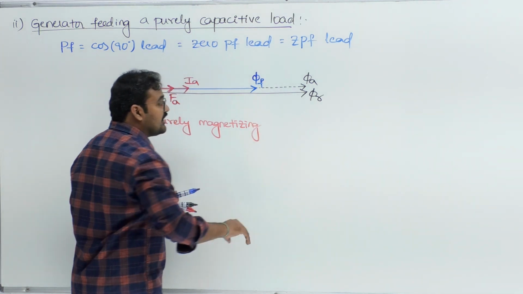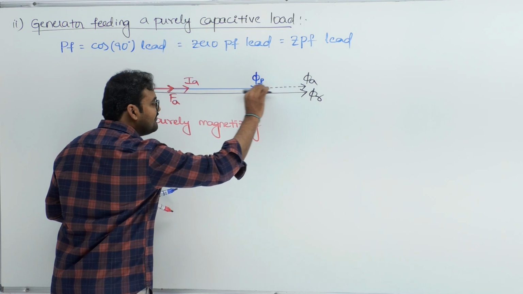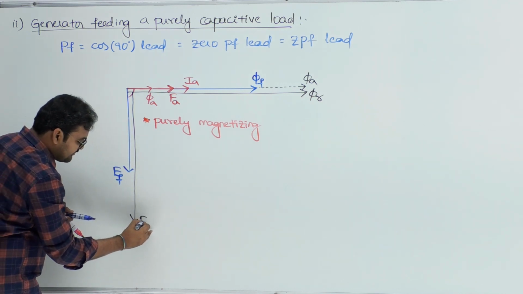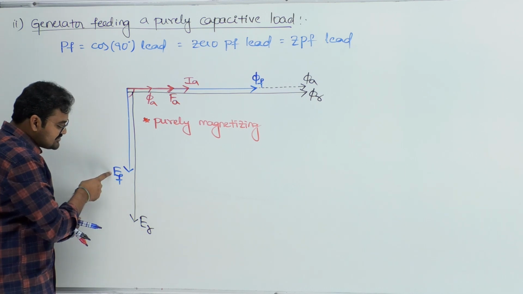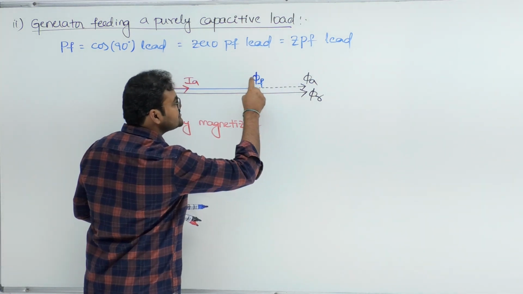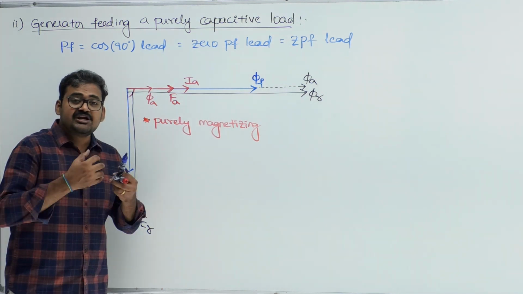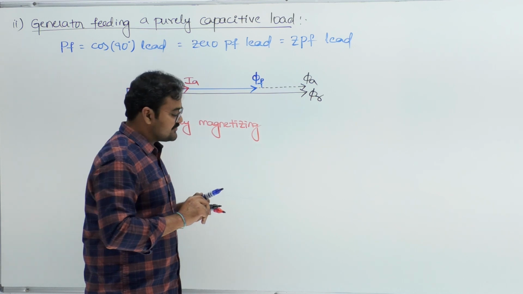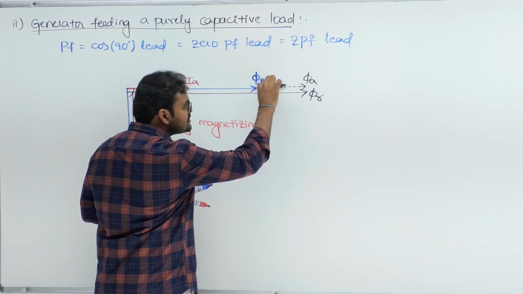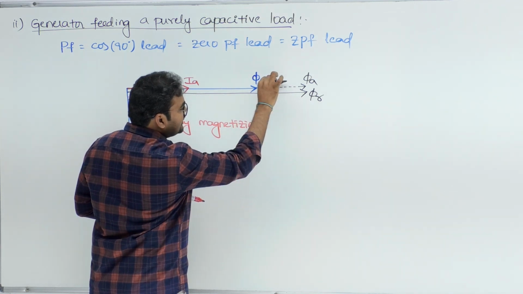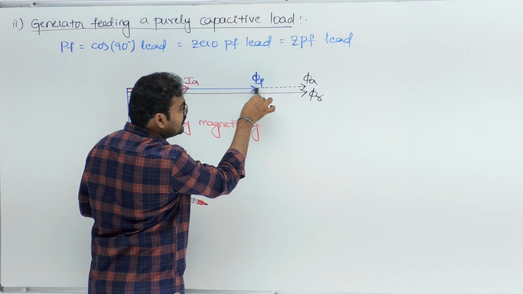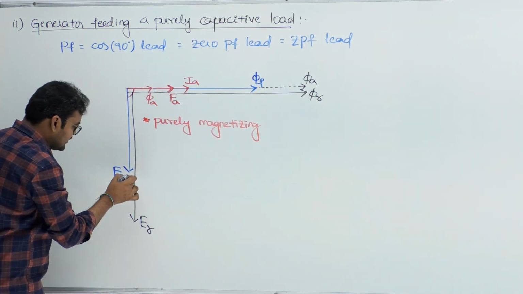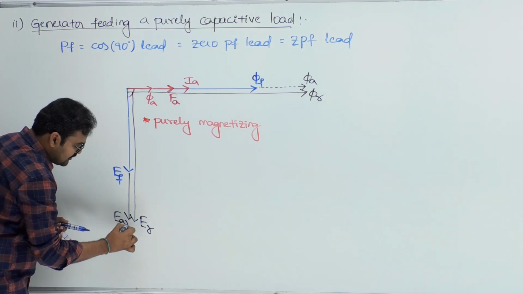If this is the resultant flux, then what about resultant EMF? Resultant EMF will lag this resultant flux by how many degrees? 90 degrees. So see, this is going to be resultant EMF, ER. Tell me, ER is more or EF is more? ER is more. Why? Because phi R is more than phi F. Then, what about induced EMF due to armature flux? I told you, induced EMF will always lag the flux by 90 degrees. This is armature flux, then can I say induced EMF will lag this flux by 90 degrees? I told you, lagging means clockwise. So, lagging this flux by 90 degrees, that is what I am drawing here. This is induced EMF due to armature flux.